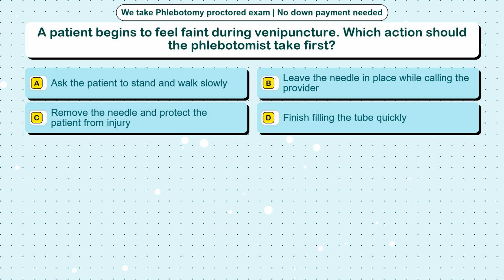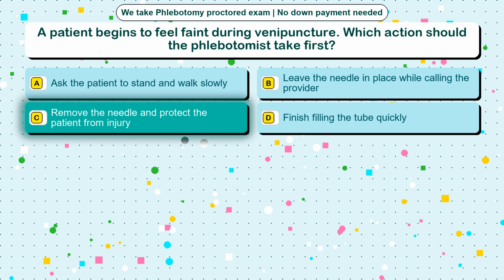Question 24. A patient begins to feel faint during venipuncture. Which action should the phlebotomist take first? Option A. Ask the patient to stand and walk slowly. Option B. Leave the needle in place while calling the provider. Option C. Remove the needle and protect the patient from injury. Option D. Finish filling the tube quickly. The correct answer is option C.